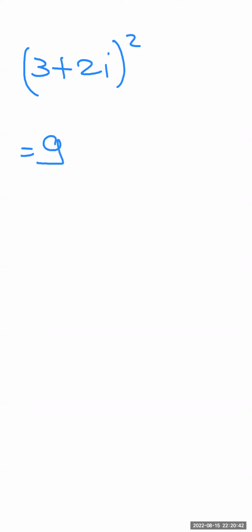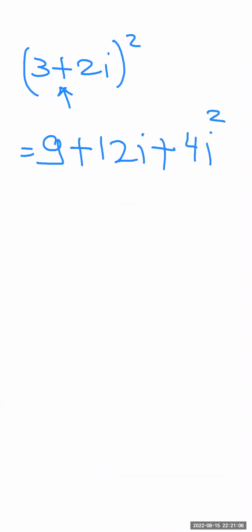One more question, guys, like this one. 3 plus 2i all to the power 2. How to expand this bracket? It's to the power 2, so this means the first term to the power 2, 9. This is a positive sign, so plus first times the second times 2. First term times the second term times 2. So 3 times 2i, 6i, times 2, 12. Plus second term squared, 4i squared.